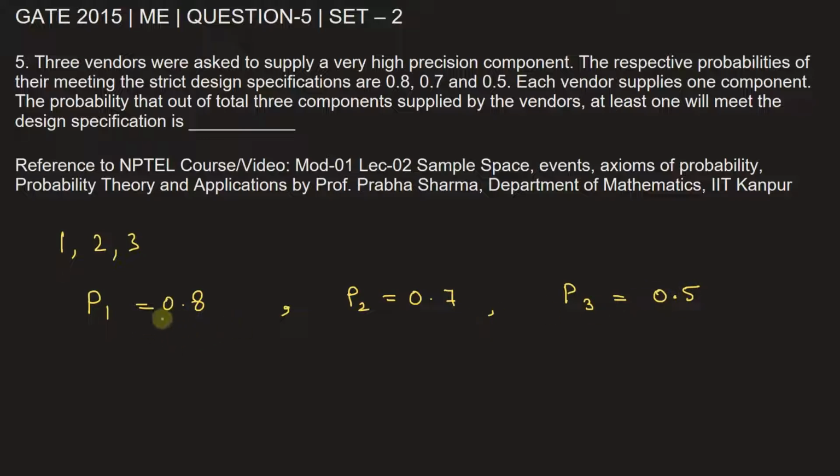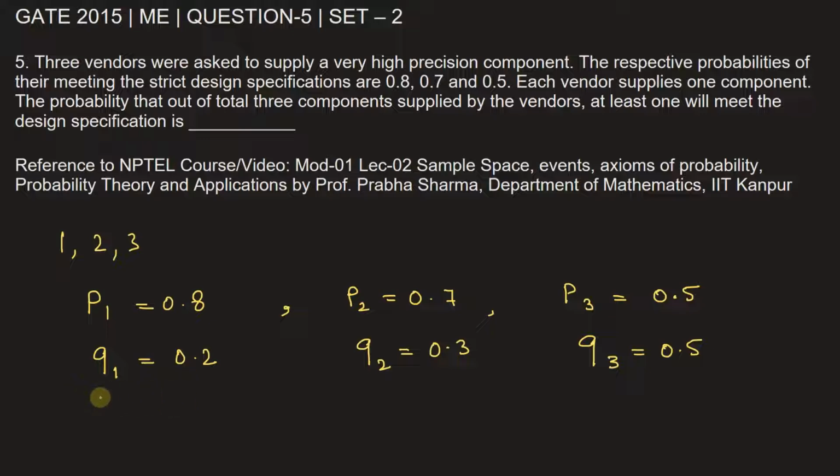Now the probability that they don't meet the desired specification or the design specification, for the first vendor it will be 1 minus 0.8, that will be 0.2. For the second vendor, the probability of not meeting the design specification will be 1 minus 0.7, so that will be 0.3. And for the third vendor, this will be 1 minus 0.5, which is 0.5.